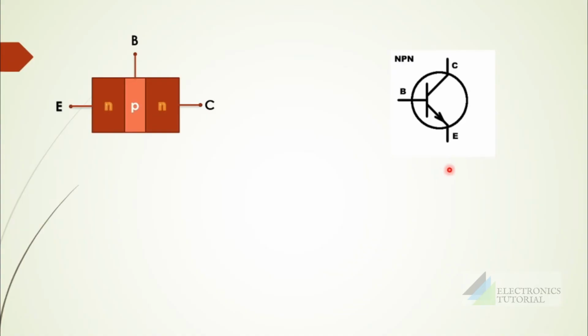This is the symbol of an NPN transistor. The common terminal is set as base, collector and emitter in either sides. And for representing the emitter, we are using an arrow here. For representing a PNP transistor, this arrow direction will be reversed.